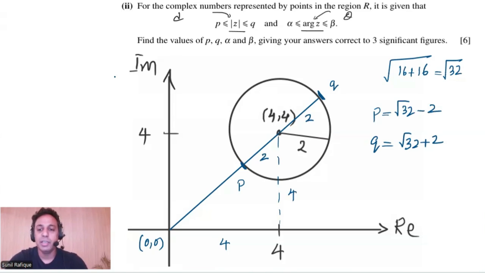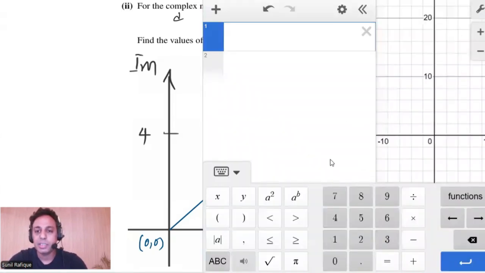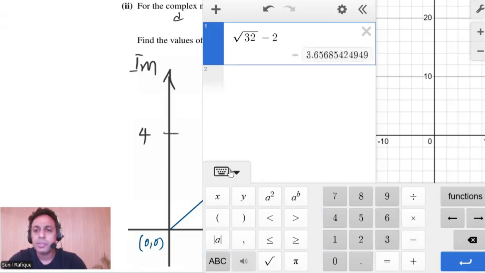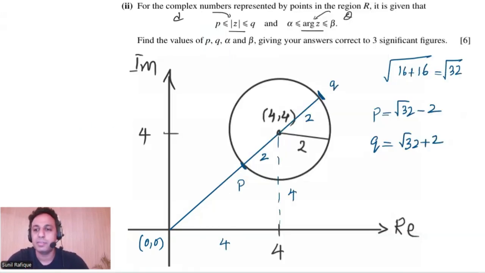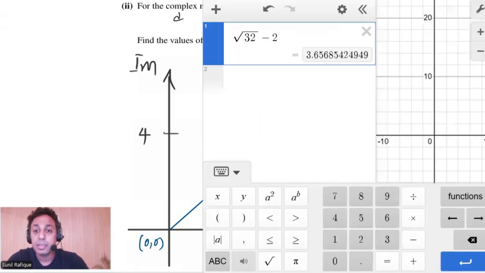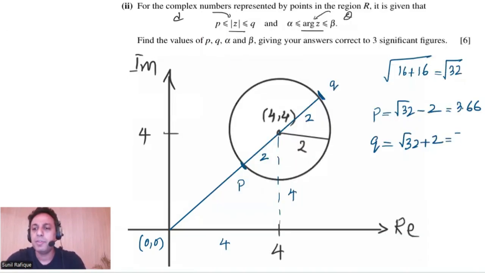I hope you understand. So let's quickly check this value because I need to give my answer correct to 3 significant figures. Square root of 32 minus 2 is 3.656. So 3.66. And let's get the other values. I can just change this into a plus sign. 7.656. It's going to be 7.66. So these are my P and Q.